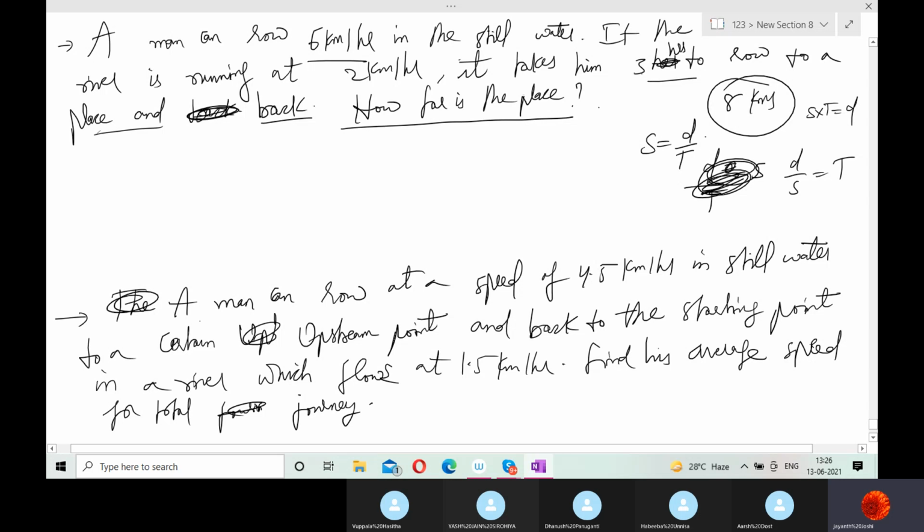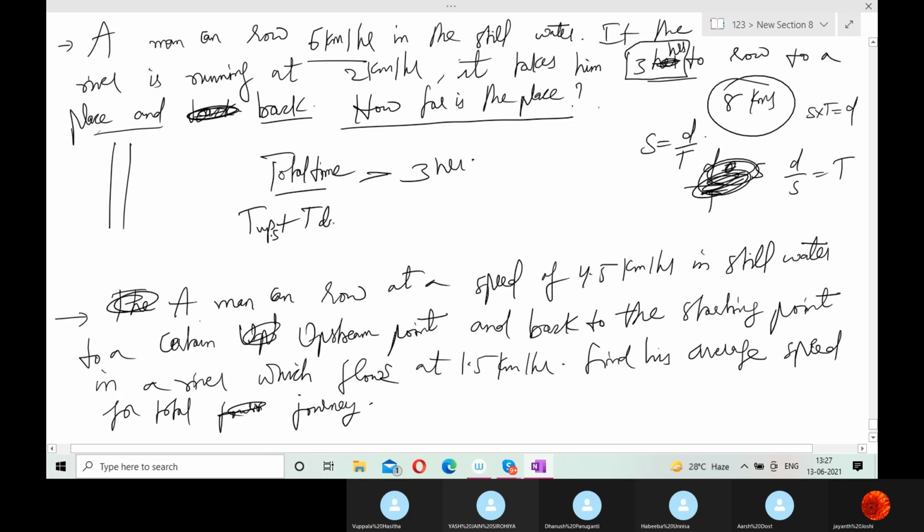What we are going to do is, they have said that it takes 3 hours to row up and come back. So they are saying 3 hours is the total time, correct? Total time is 3 hours. That means it is taking 3 hours to go up and again come down. This is what they have mentioned, correct? The question is very simply given. Total time is time upstream plus time downstream. That is 3 hours.